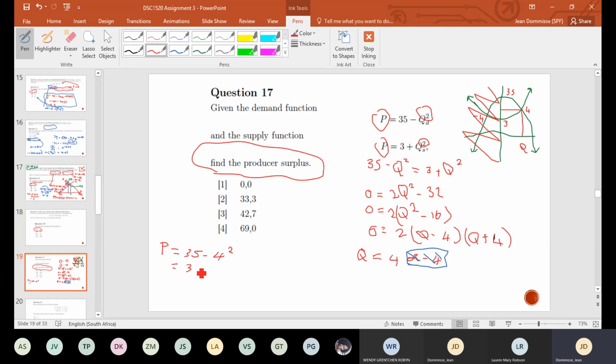So it is 35 minus 4 to the power of 2, which is 16. So 35 minus 16 is 19. Okay, so we know that the PV is 19.